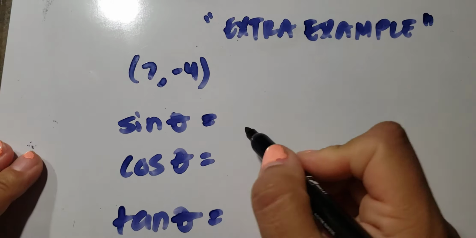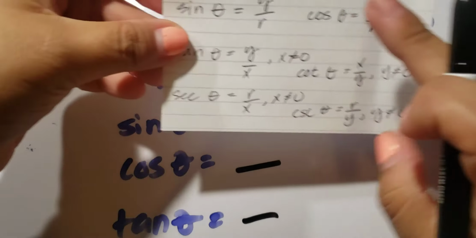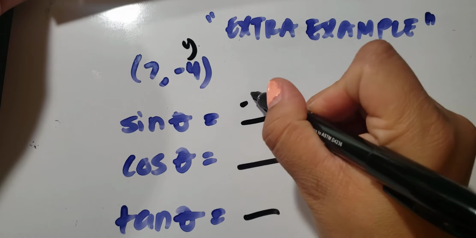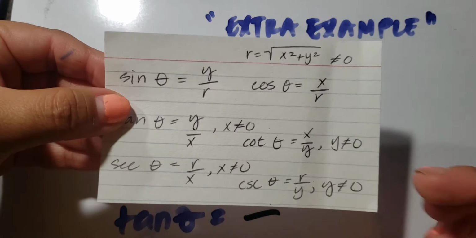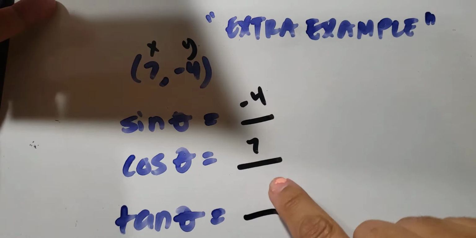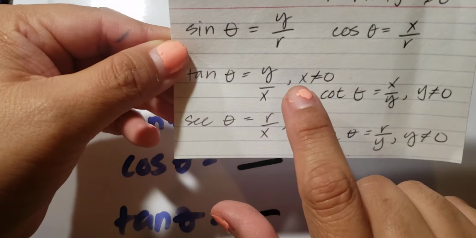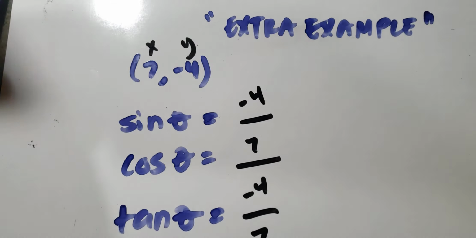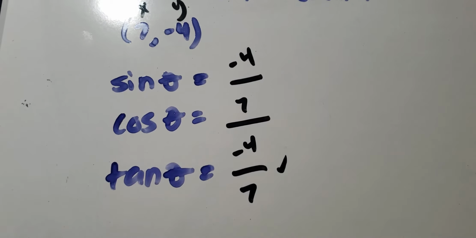So remember, this is where you're going to start to use your index card, okay? Sine of theta is y over r. This is our y, so we're going to write -4, and we're going to figure out our r. Cosine of theta is x over r. This is our x, so we're going to write 7, and then we're going to leave that blank because we're going to figure out our radius. And then tangent of theta is y over x, so that'll be -4 over 7, okay? So your tangent's complete, but we have to find our radius.